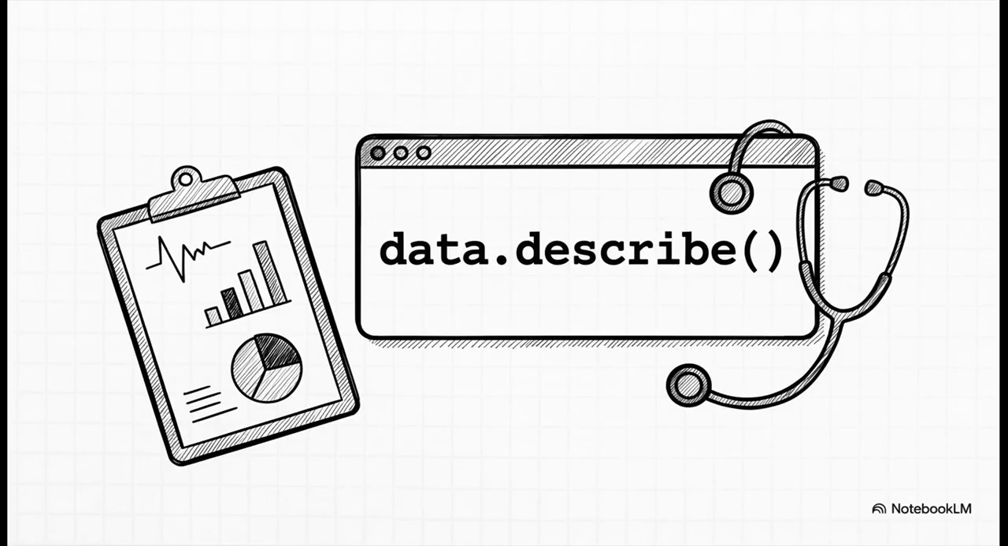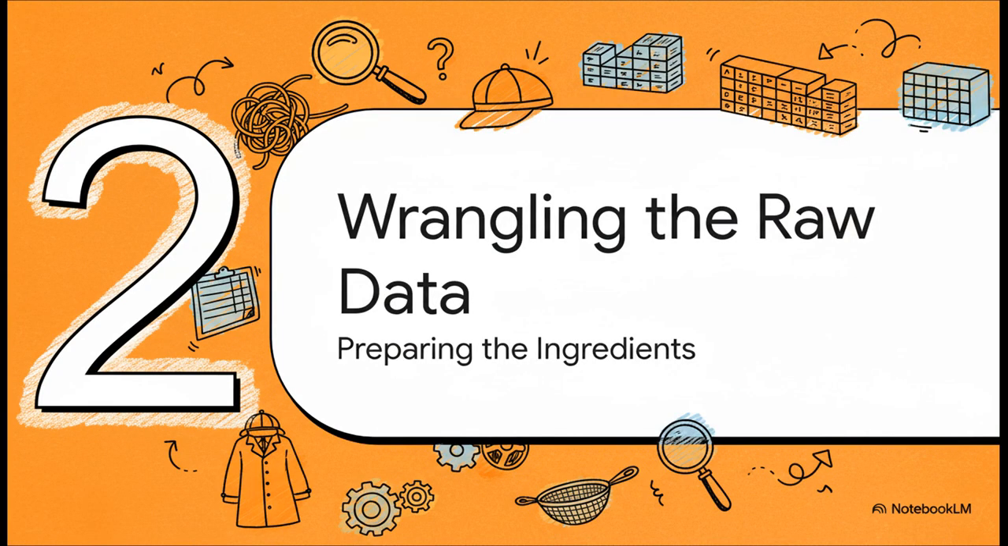And you know what? A lot of the time, this whole investigation kicks off with one single, super simple command: data.describe. This just gives you a quick snapshot, a summary of your data's vital signs. It's like its very first health chart, and it can tell you so much about the story that's hiding in all those numbers.